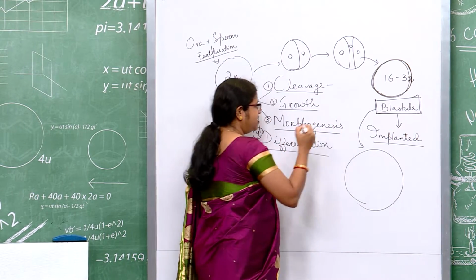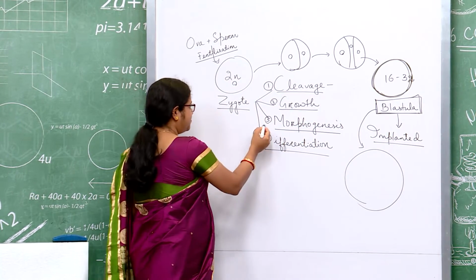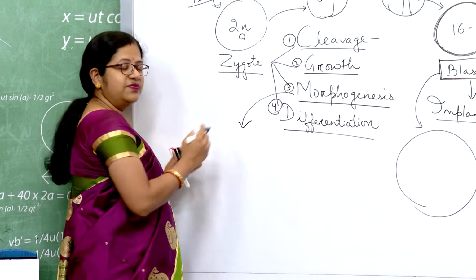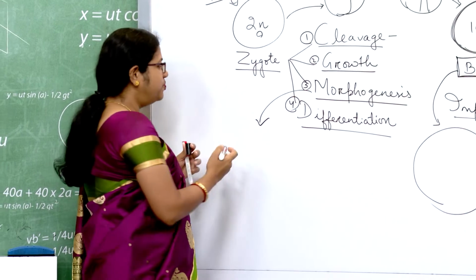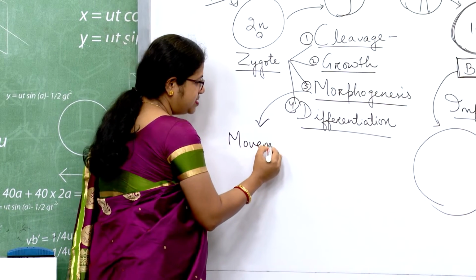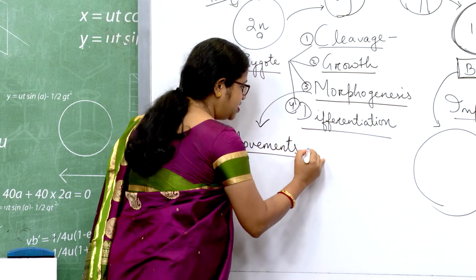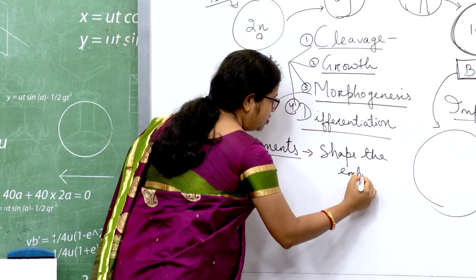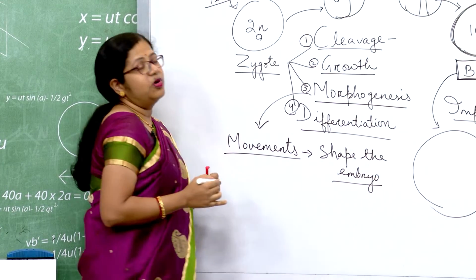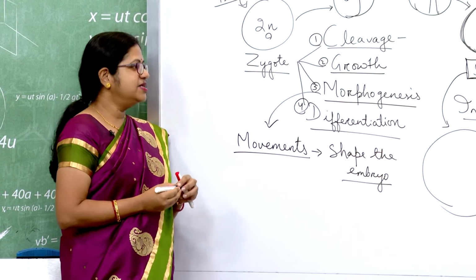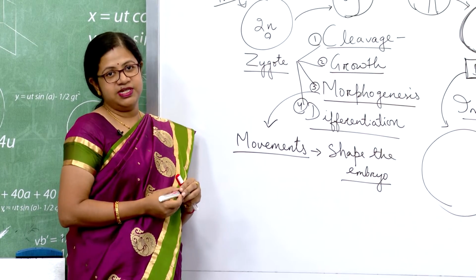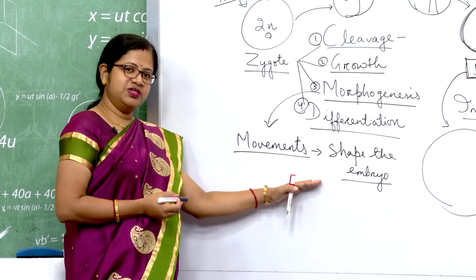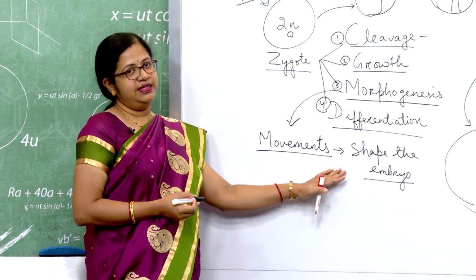Thereafter, I said morphogenesis. Morpho means form. So, morphogenesis means when certain cells migrate, certain movements take place that will shape the embryo, those are called your morphogenetic movements, and this process is called morphogenesis. We will discuss in detail how invagination, epiboly and germ layer formation take place.